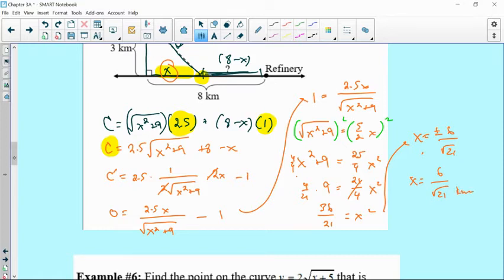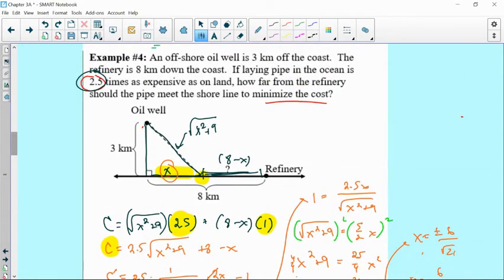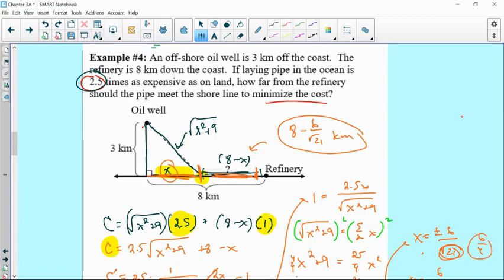Now, that's an important number, but it's not really the answer, because it says how far from the refinery. In other words, we need to look at this distance here. But if you know x, we just subtract it. So that distance would be 8 minus 6/√21 kilometers. So that distance right there is where you should aim, or you just aim 6/√21 from there. Now, if it were root 16, that would have been 6/4, which is 1.5. So this is a little bit more than root 16, so this overall value would be a little bit less than 1.5 kilometers.